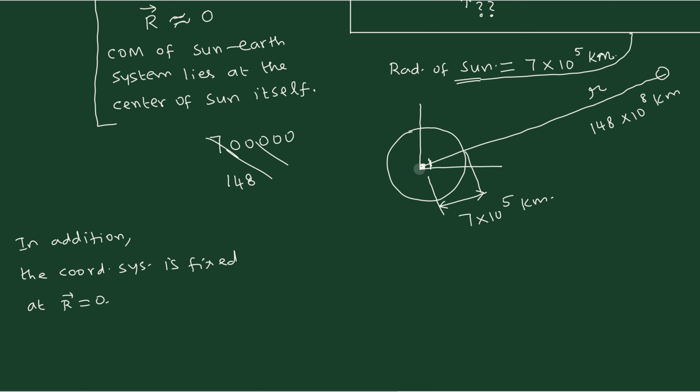So these are the coordinates. This is how you start the problem: you put the coordinates here, and this is the first point that you have. In addition, the second point, to refresh our memory, is that the coordinate system is fixed at r equal to 0. And therefore, in case the sun itself is going to move, whether it is moving or not is a different story.